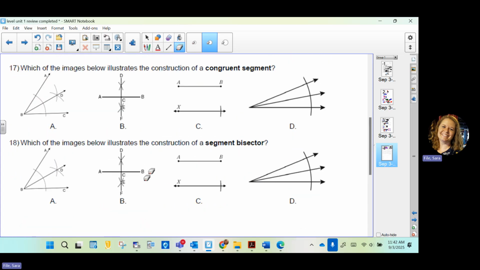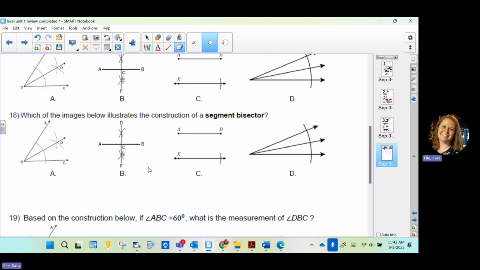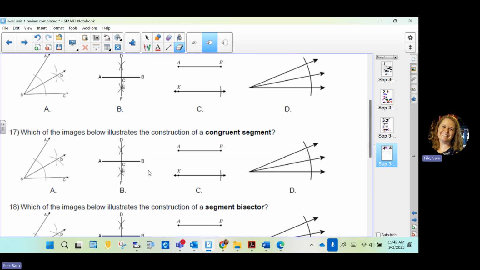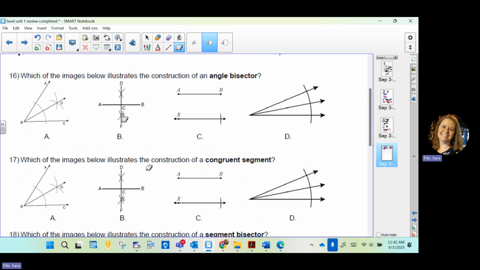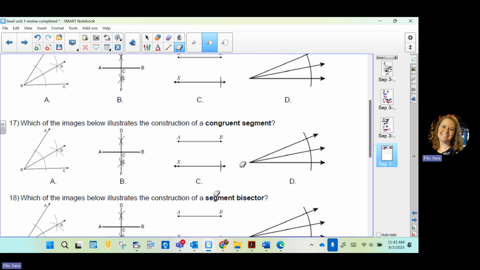These all have the same picture as the choice, 16, 17, and 18. So they're asking, of these images, A, B, C, D, which one of these is an angle bisector? Which one of them is the construction of congruent segments? And which one's the construction of a segment bisector?